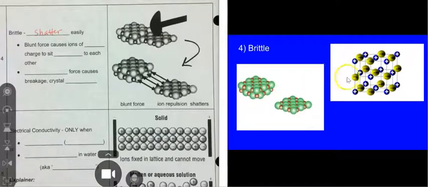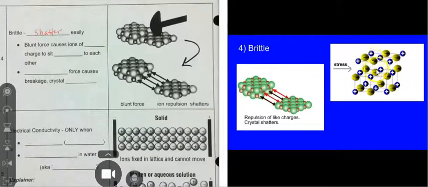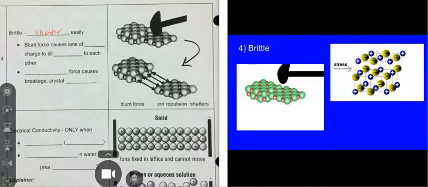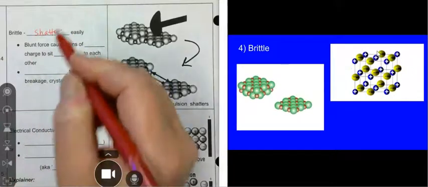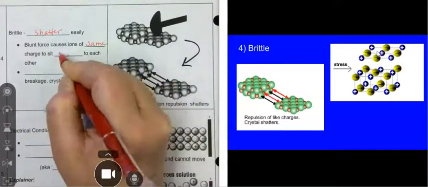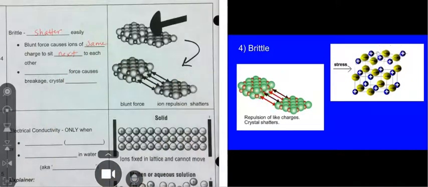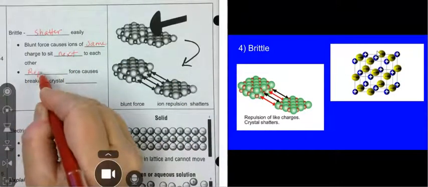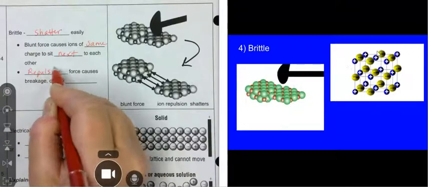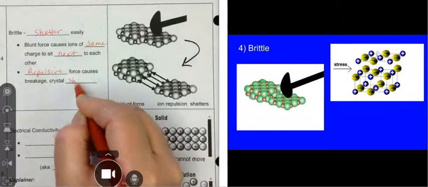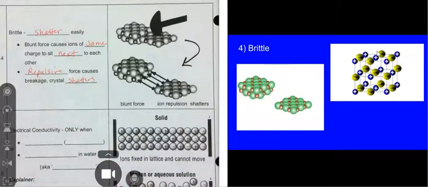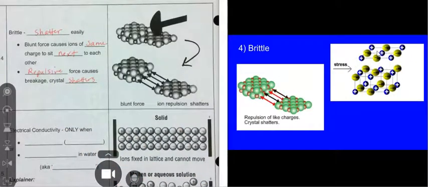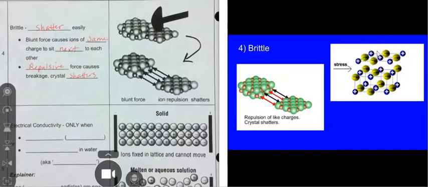You can see it here in this animated GIF. As you push this layer in this direction, if you look at the yellow negative ions, when you move that negative ion close to another negative ion, that repulsion effect is going to push this layer right off. So we can say that the blunt force causes the ions of the same charge to sit next to each other, and then that repulsive force of those like charges causes the breakage and the crystal shatters. Okay, so that is the fourth property.